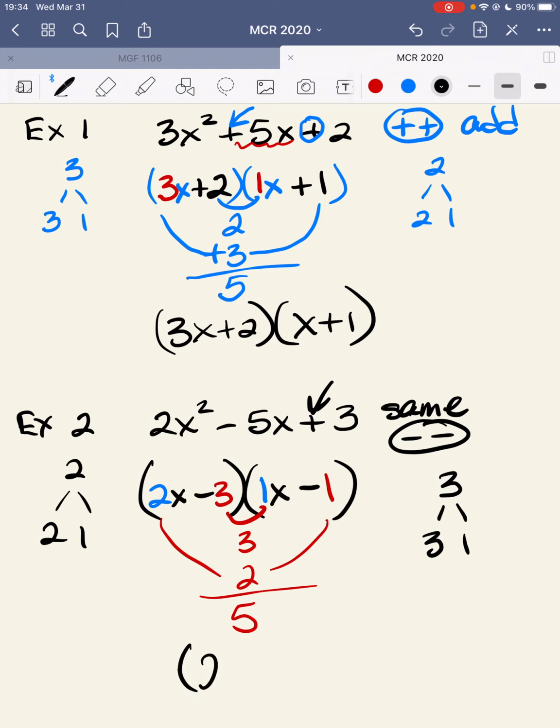So I have 2x minus 3, x minus 1. And notice I used the same numbers in a different order, and it still worked out. Okay? That's not always going to be true. Let's look at just a couple more.